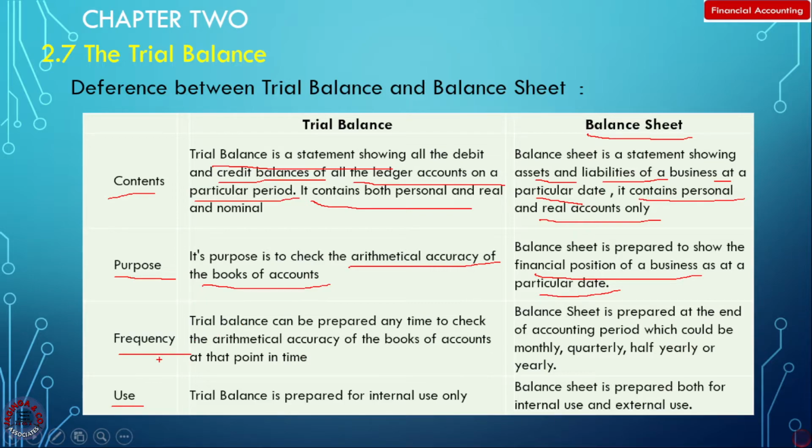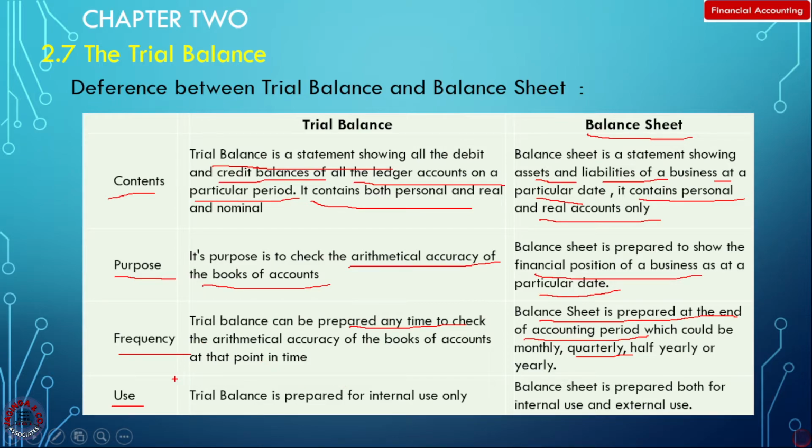In terms of frequency, a trial balance can be prepared at any time to check the arithmetical accuracy of the books of accounts, but a balance sheet will go with the accounting period. When the period is January, we'll do a balance sheet for January. When the period is a quarter, we'll do a balance sheet for the first quarter, second quarter, third quarter, or the last quarter of the year. When the period is half yearly, we'll do the balance sheet of half a year. And when the period is yearly, we must do a balance sheet of the whole year. They differ in terms of frequency.